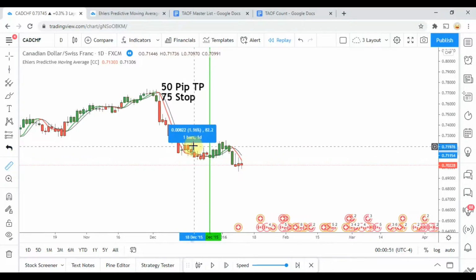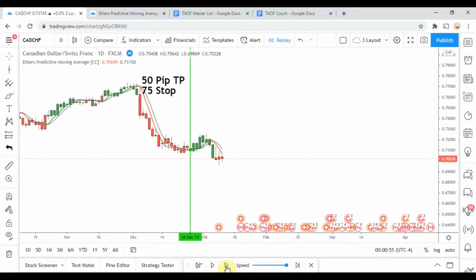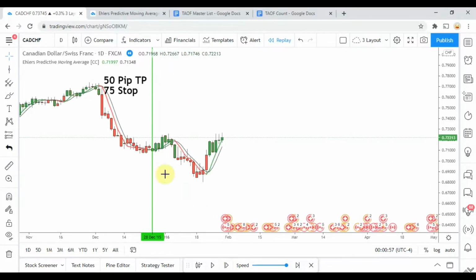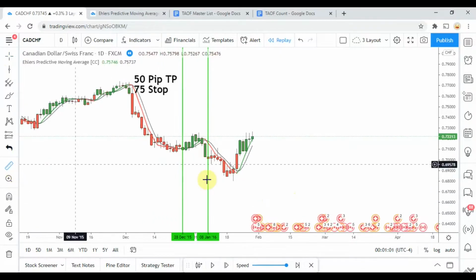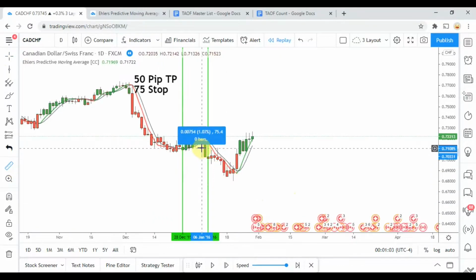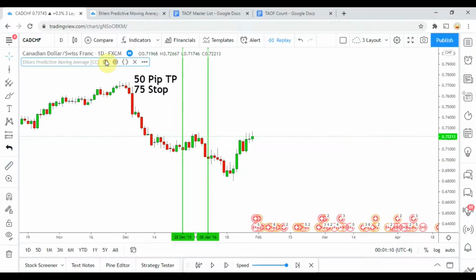Looks like we were able to get to take profit rather easily. Let's go ahead and keep playing this forward. So we pick up the second signal right there on that one. To make sure that we didn't get stopped out up here on the upside. Looks like we might have, let's see.